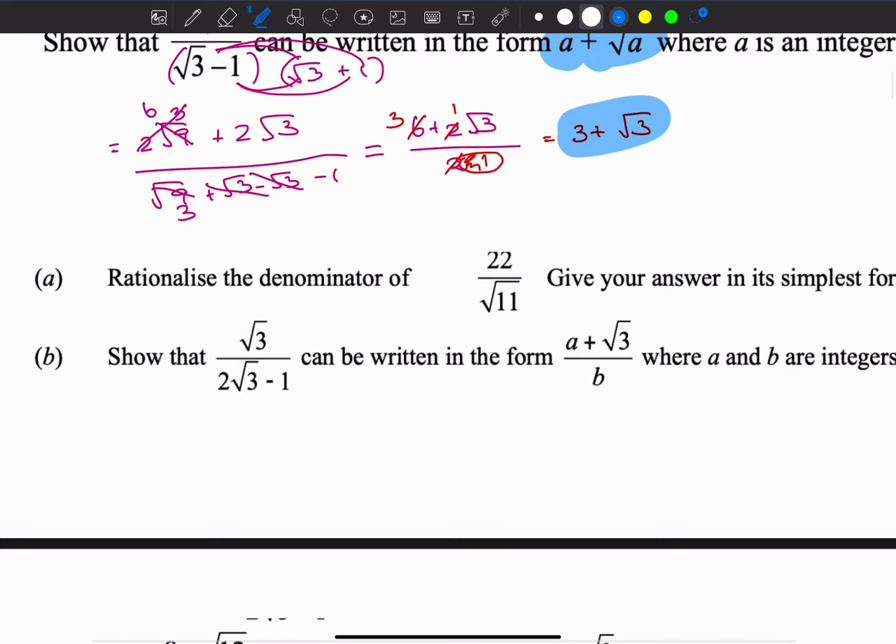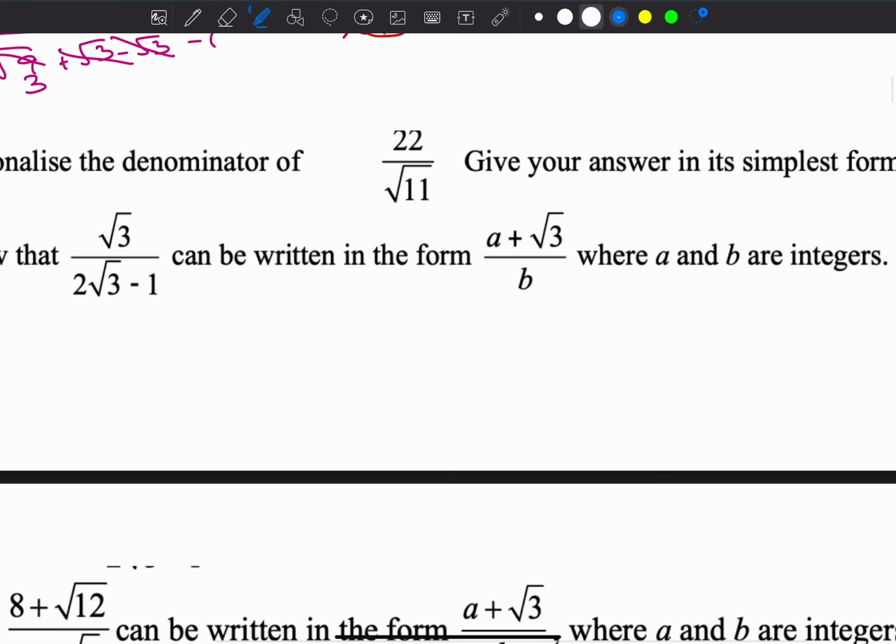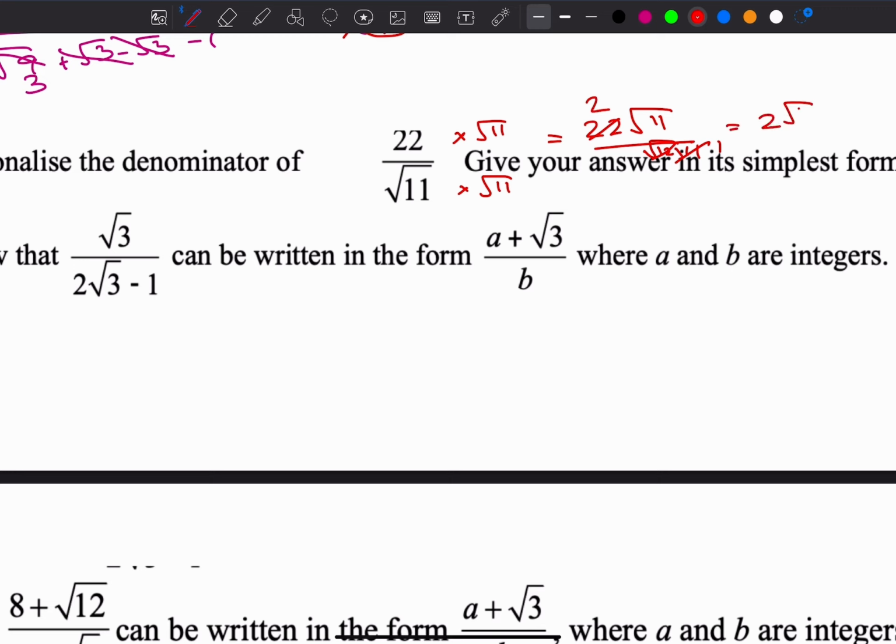Okay, next one. Rationalize. Okay, that's an easy one to rationalize. Times by square root of 11. Just denominator, multiply it. 22 root 11 over root 11 is root 121, which is basically 11. This 11 can divide the 22 to make it 1 here, 2. So that's 2 root 11 over 1, but we don't write the 1 over 1. It's fine. So 2 root 11.